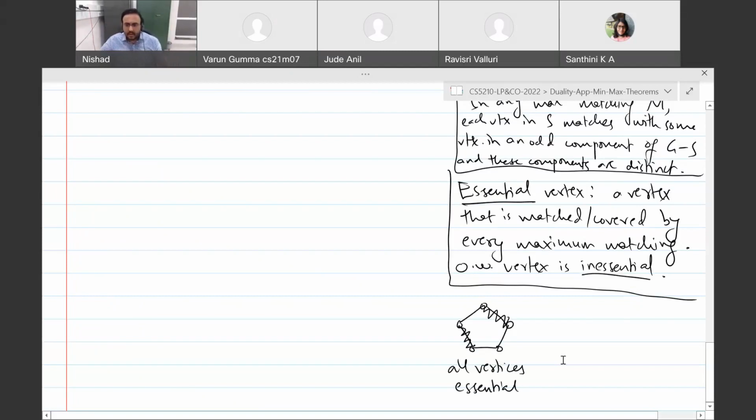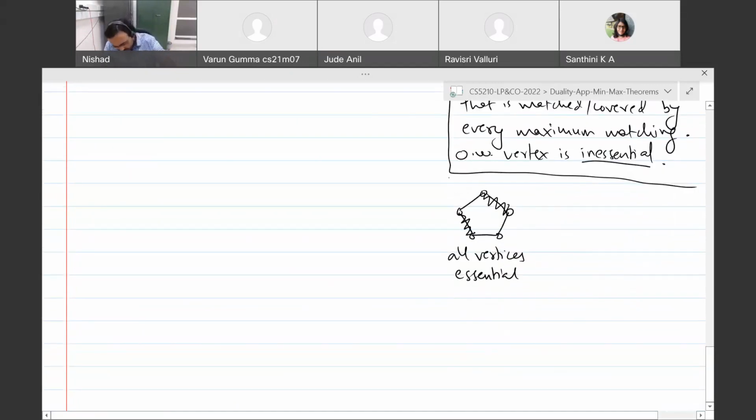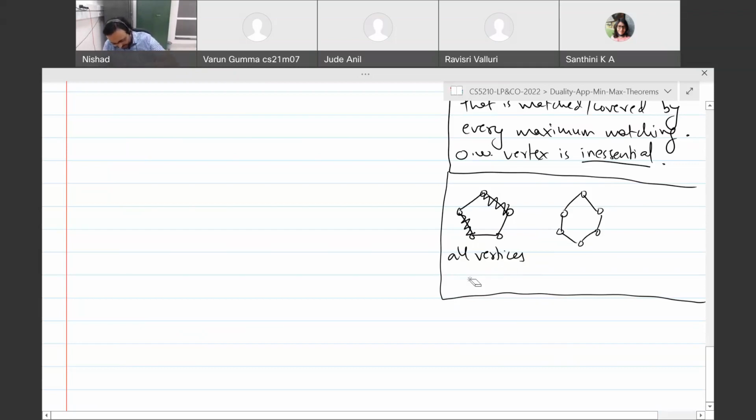Okay. Let's take one more example. I'll again take a very simple example. You can try more complex examples on your own. Is this essential or inessential? Sorry, inessential. You are right, thanks. I wrote something and I said something else. So right, in the odd cycle, all the vertices are inessential because you can find a maximum matching that leaves any vertex exposed.